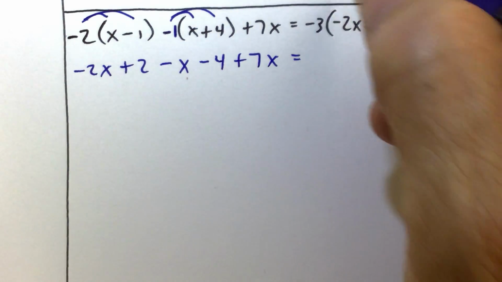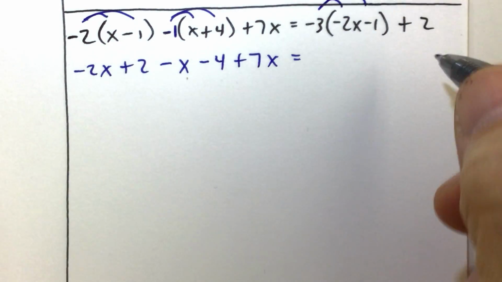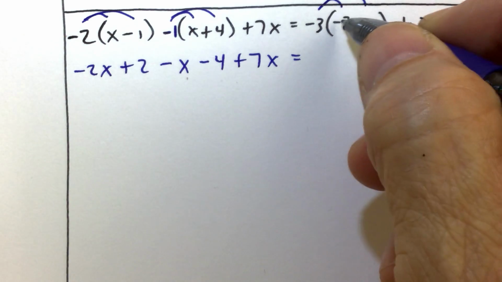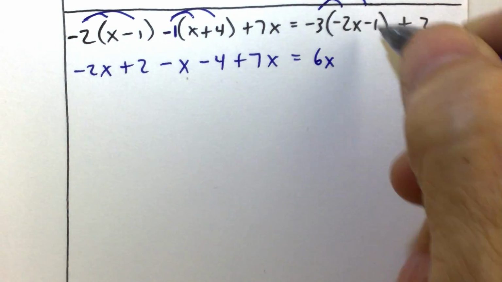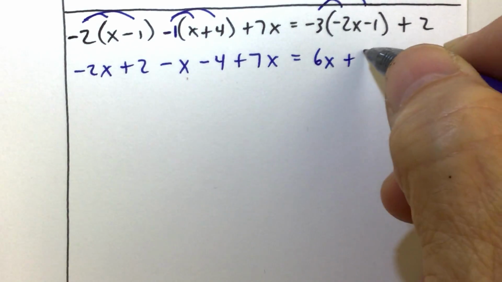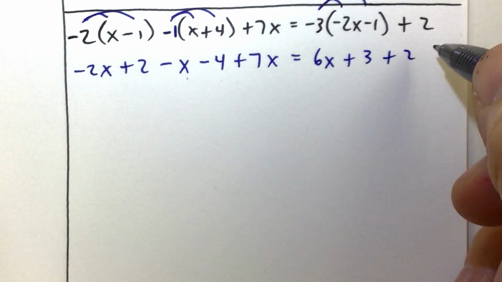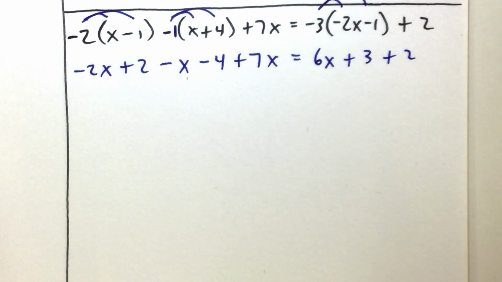And then we can simplify the right side as well at the same time. First step anyway, negative 3 times negative 2x is a positive 6x. Negative 3 times negative 1 is a positive 3. And then we have this plus 2 that kind of comes along for the ride.